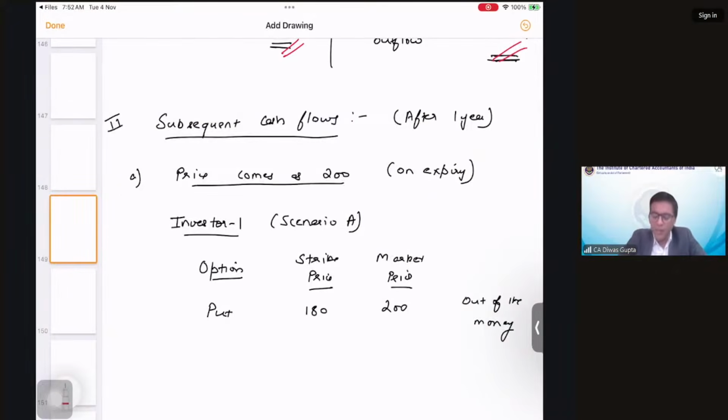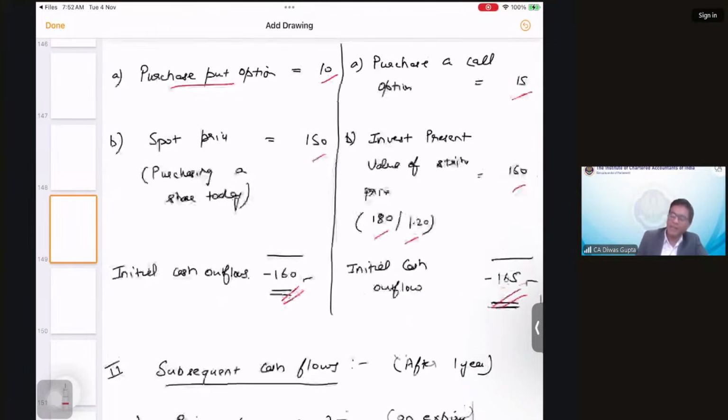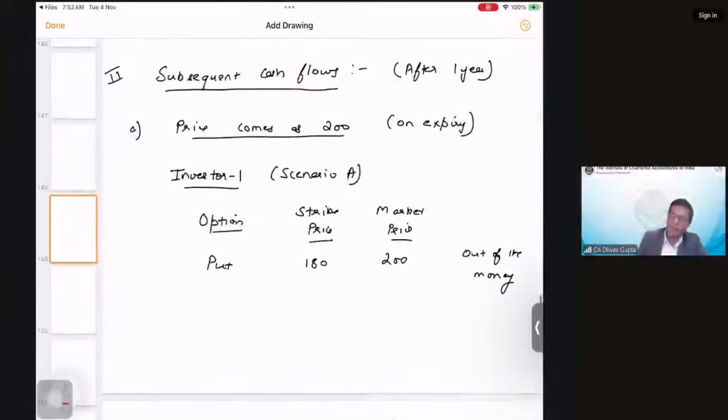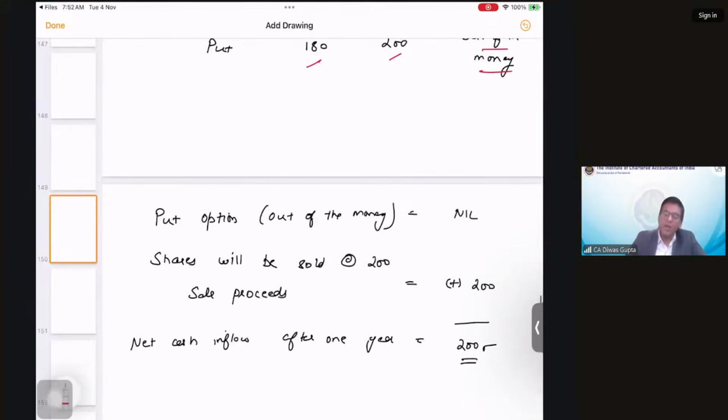Then what will happen? Subsequent cash flows after 1 year. Let's say the price becomes 200 on expiry. Then investor one has purchased a put option. What is the strike price? 180. Market price is 200. So the put option will become out of the money and will not be executed. However, the shares will be sold at 200, because that person is already holding the equity share. So nil is the value received from the option, and overall there will be 200 rupees received.